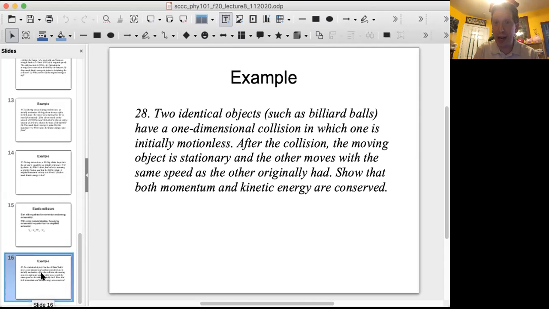This is number 28 in your book. Two identical objects, such as billiard balls, have a one-dimensional collision in which one is initially motionless. After the collision, the moving object is stationary and the other moves with the same speed as the other originally had. Show that both momentum and kinetic energy are conserved.